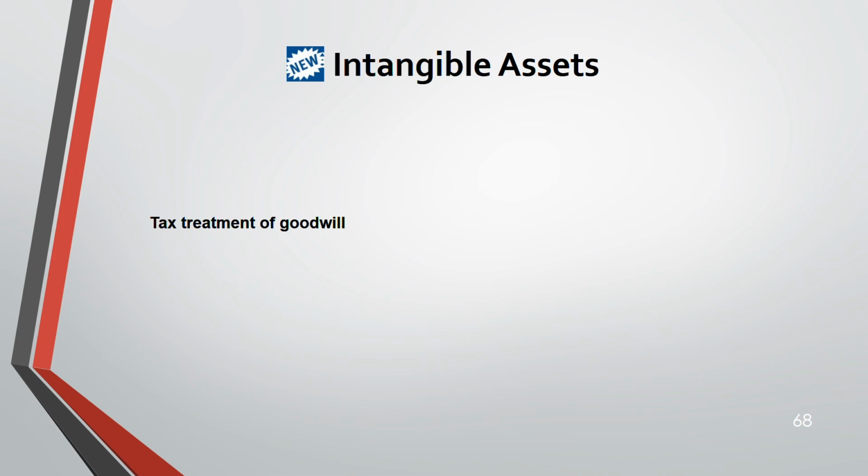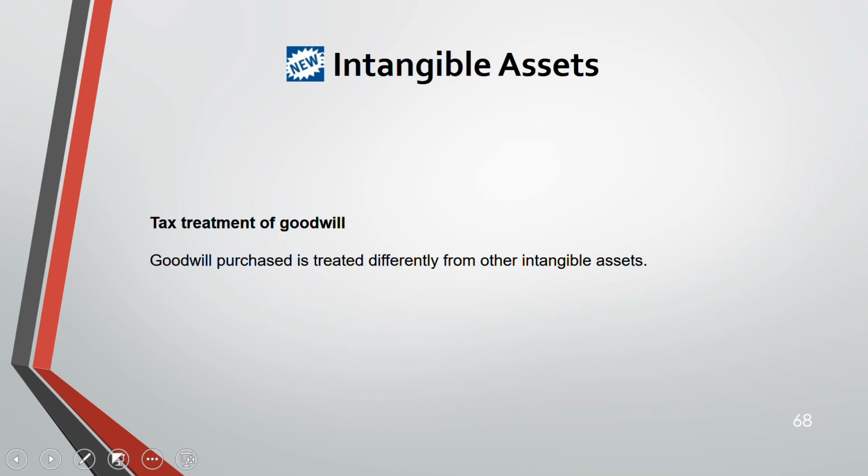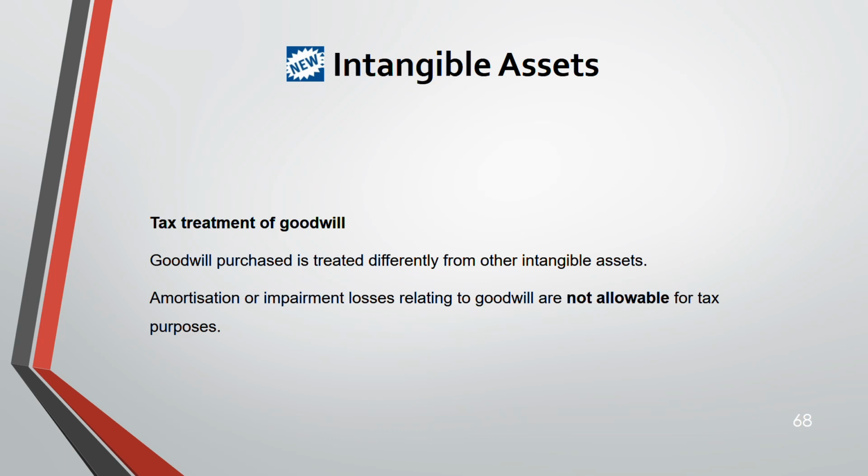Tax treatment of goodwill. So first we have finished the other intangibles. Now we are moving on to goodwill. Goodwill purchased is treated differently from other intangible assets. Amortization or impairment losses relating to goodwill are not allowable for tax purposes. That means you can't deduct it as an expense for tax purposes. If you have deducted it, you have to add it back to the profit.